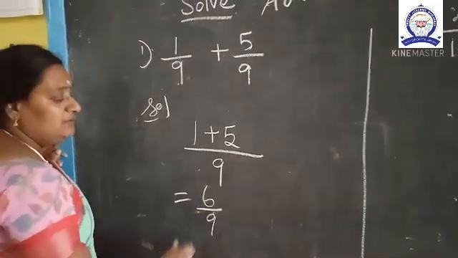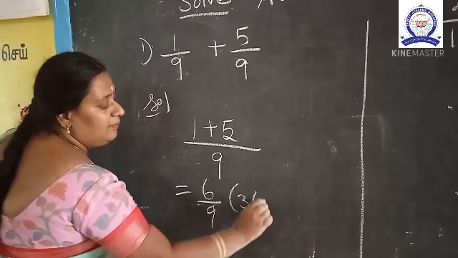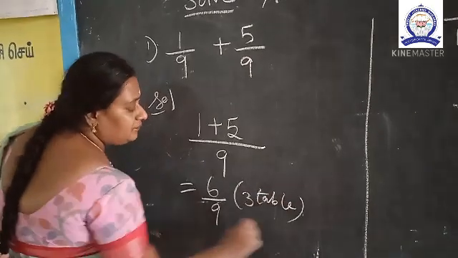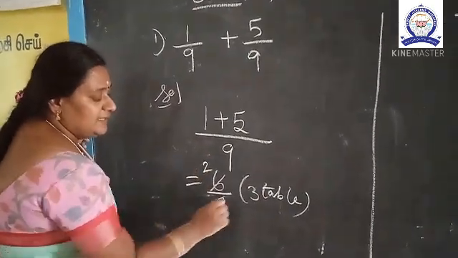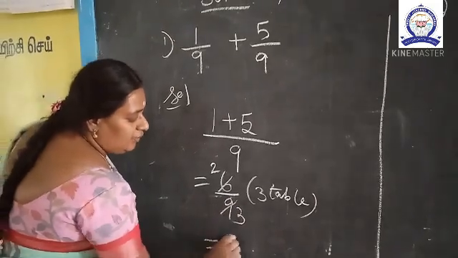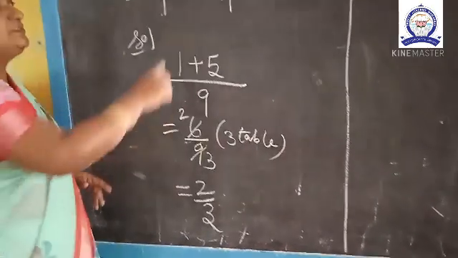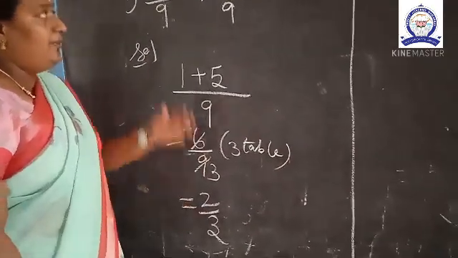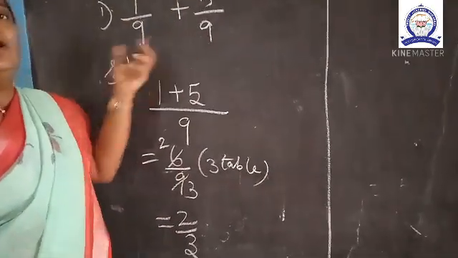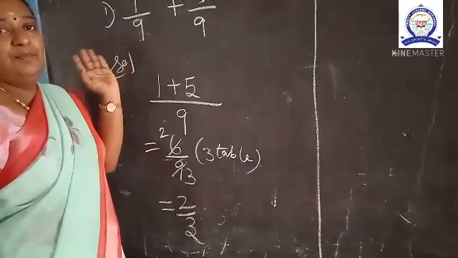Now using 3 table we can cut. Using 3 table, listen, 3 2s are 6, 3 3s are 9. That is equal to 2 by 3 is your answer. Okay, நம்ம add பண்ணிட்டோம். 6 by 9 is your answer. So என்ன பண்றோம், first step, add the numerator, keep the denominator same. That is the addition step.